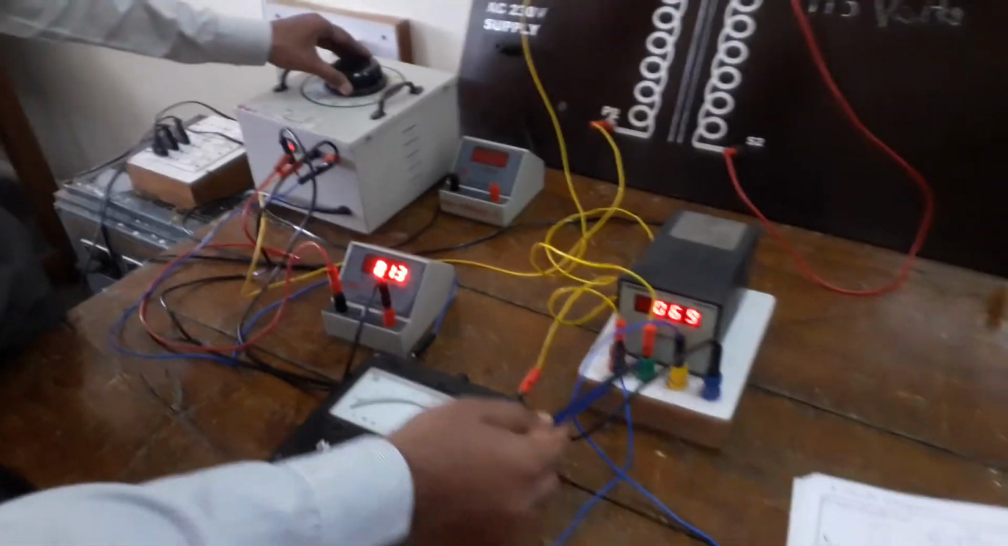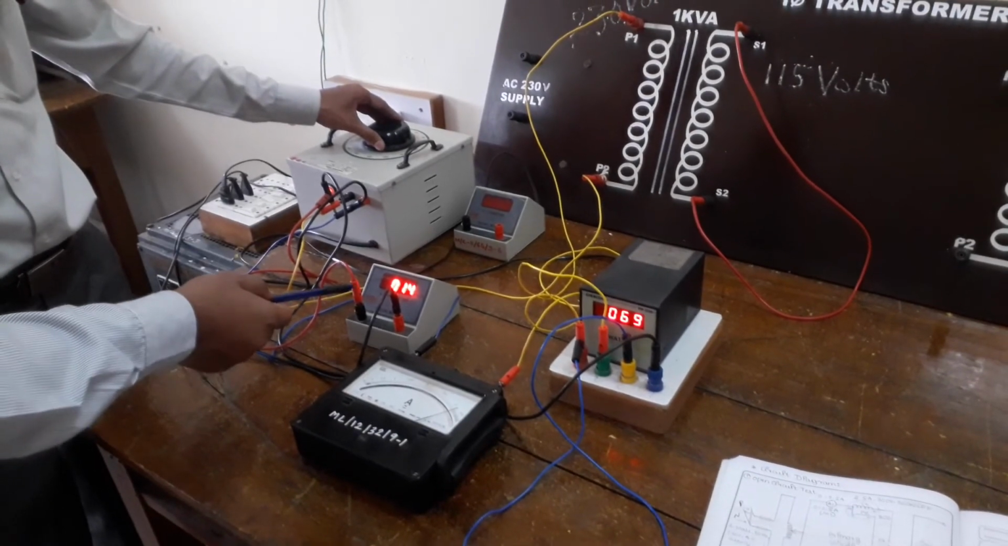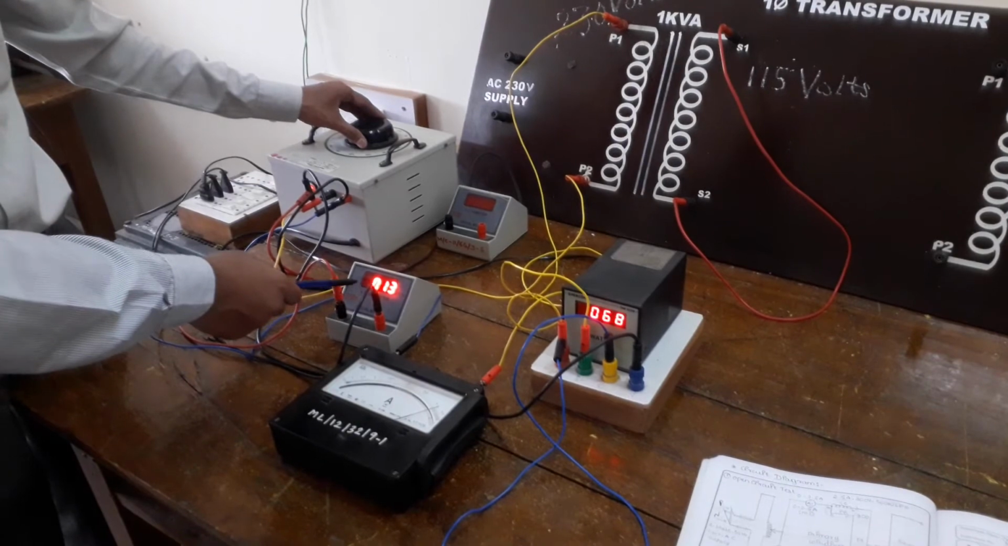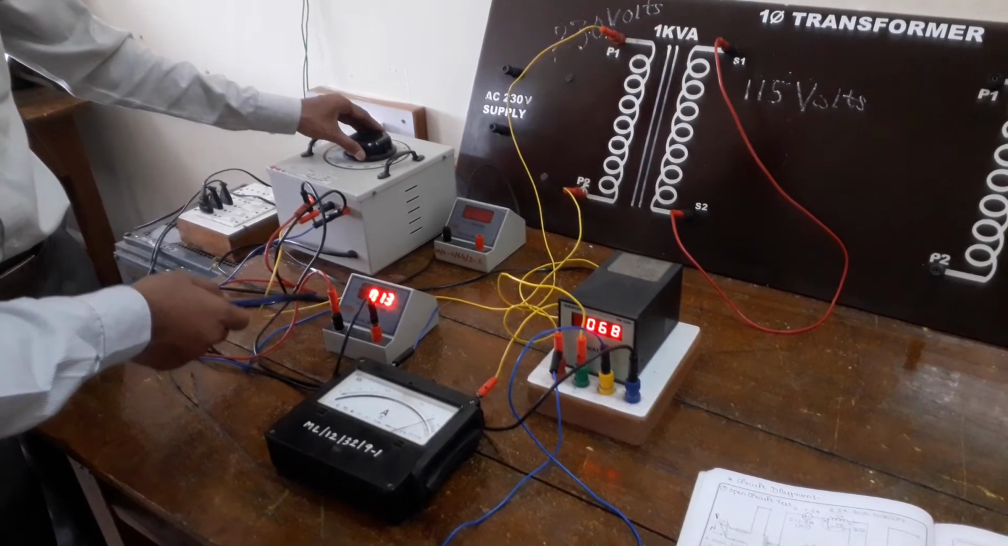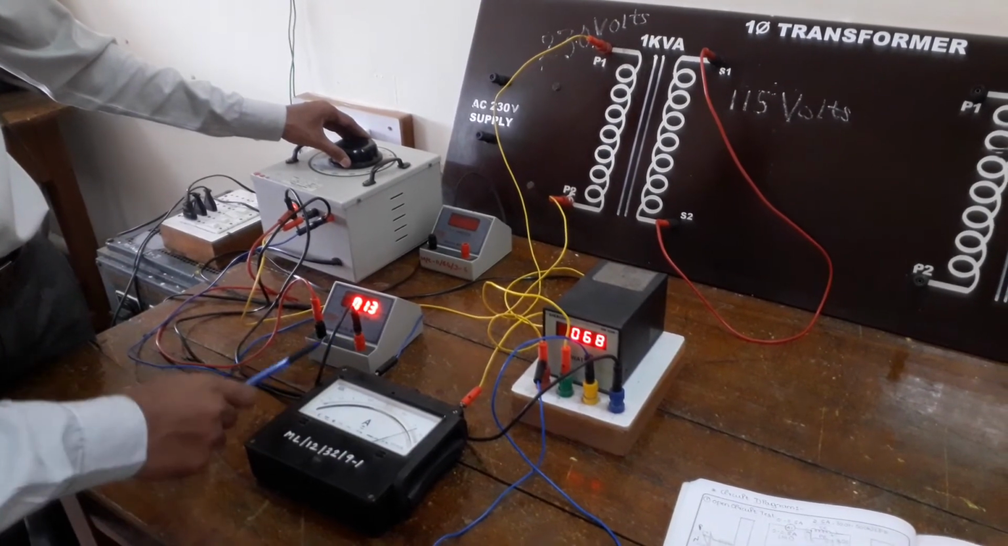By the time we get full load current, don't increase the voltage further. Just within 13 to 14 volts we have obtained the rated current 4.3. For this reason we call the short circuit test the reduced voltage test. So this is all about the short circuit test.